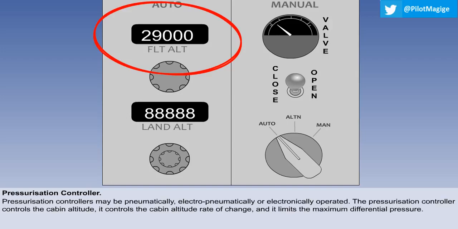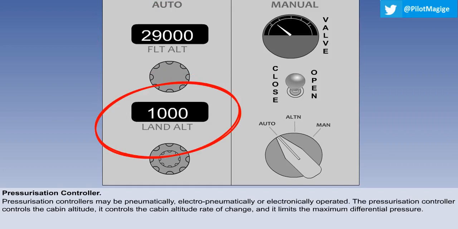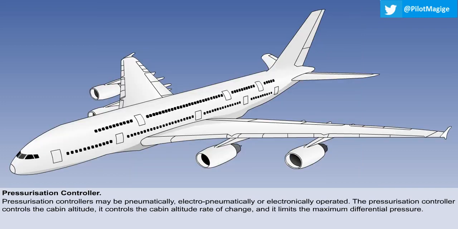On the Boeing 737, the pilot selects the aircraft cruise altitude and landing airfield elevation during his pre-flight preparation. The controller automatically controls the outflow valve to achieve and maintain the appropriate cabin altitude for the phase of flight. On most Airbus types, during normal operation, the pilot makes no inputs to the system at all. The controller receives all necessary altitude data from the flight management computers.